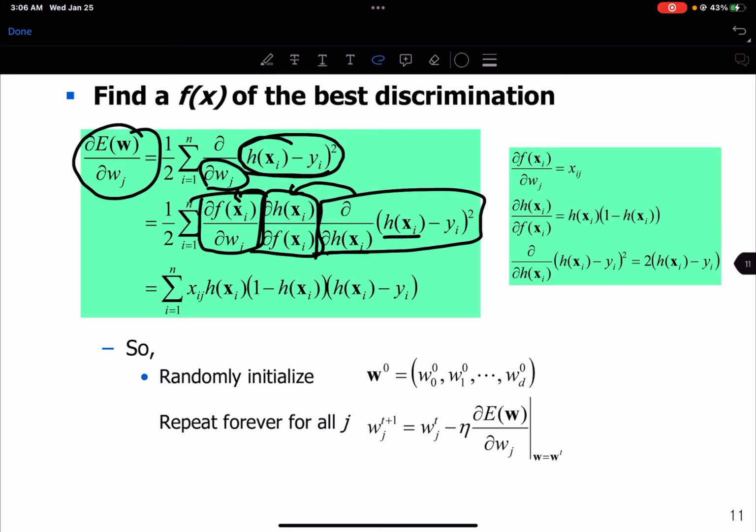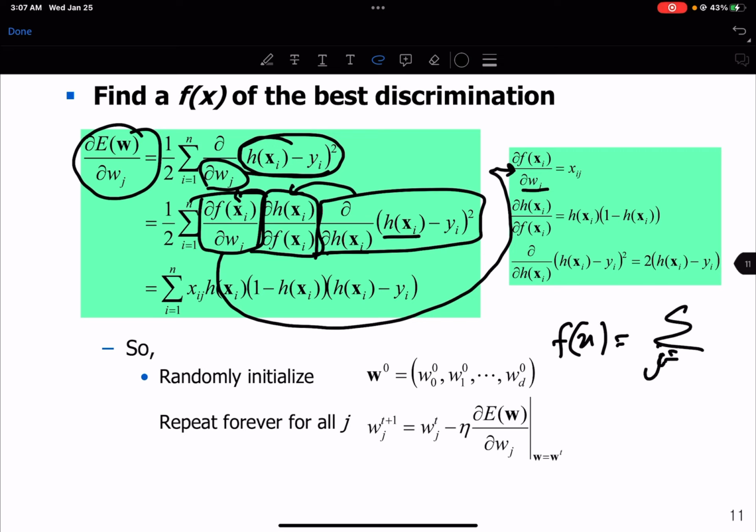So this is our chaining. One by one we are going to study each different partial. Look, this partial is very simple. So partial f of x with respect to w, and we know how we can represent our f of x, that is summation j 0 to n w_j x_ij. So if we take the partial of this function with respect to w_j, we are only left with x_ij.